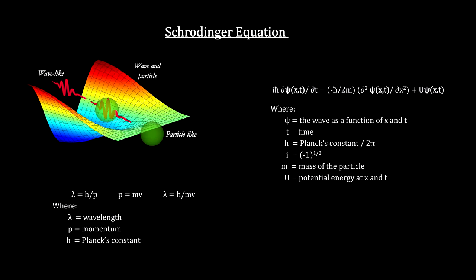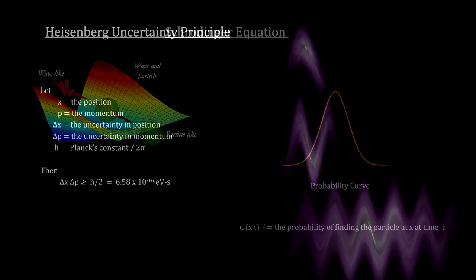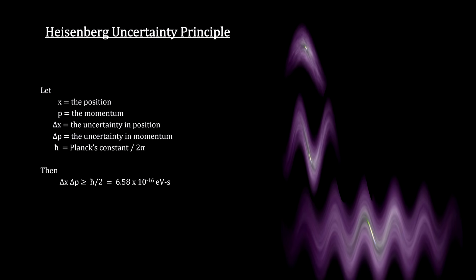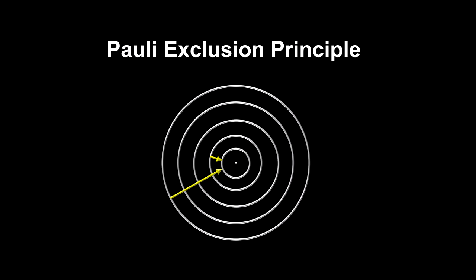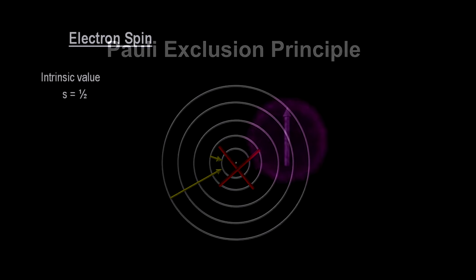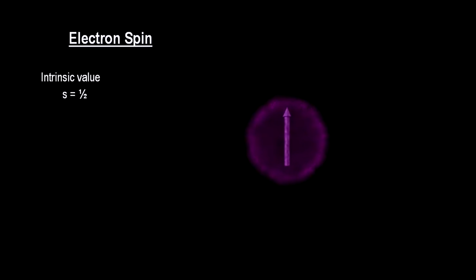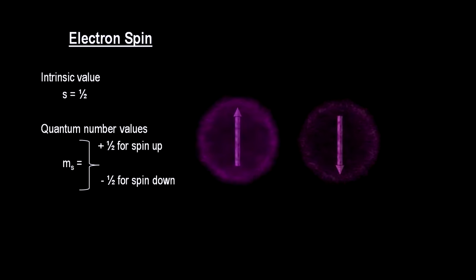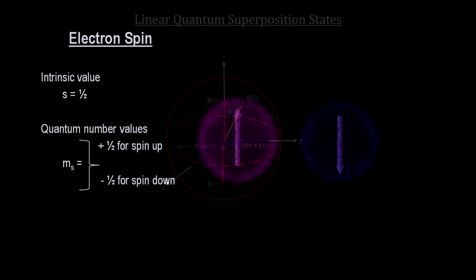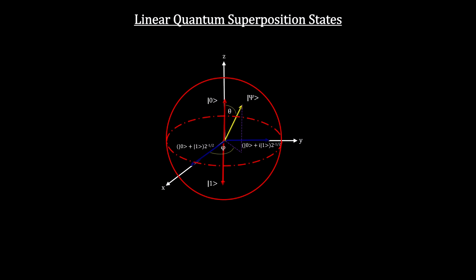In our second chapter on the atom, we covered Schrodinger's equation with its probability wave, Heisenberg's uncertainty principle, and Pauli's exclusion principle with electron spin. These constitute the base physics for understanding superpositions and entanglement. We'll cover exactly what quantum superposition and entanglement are.